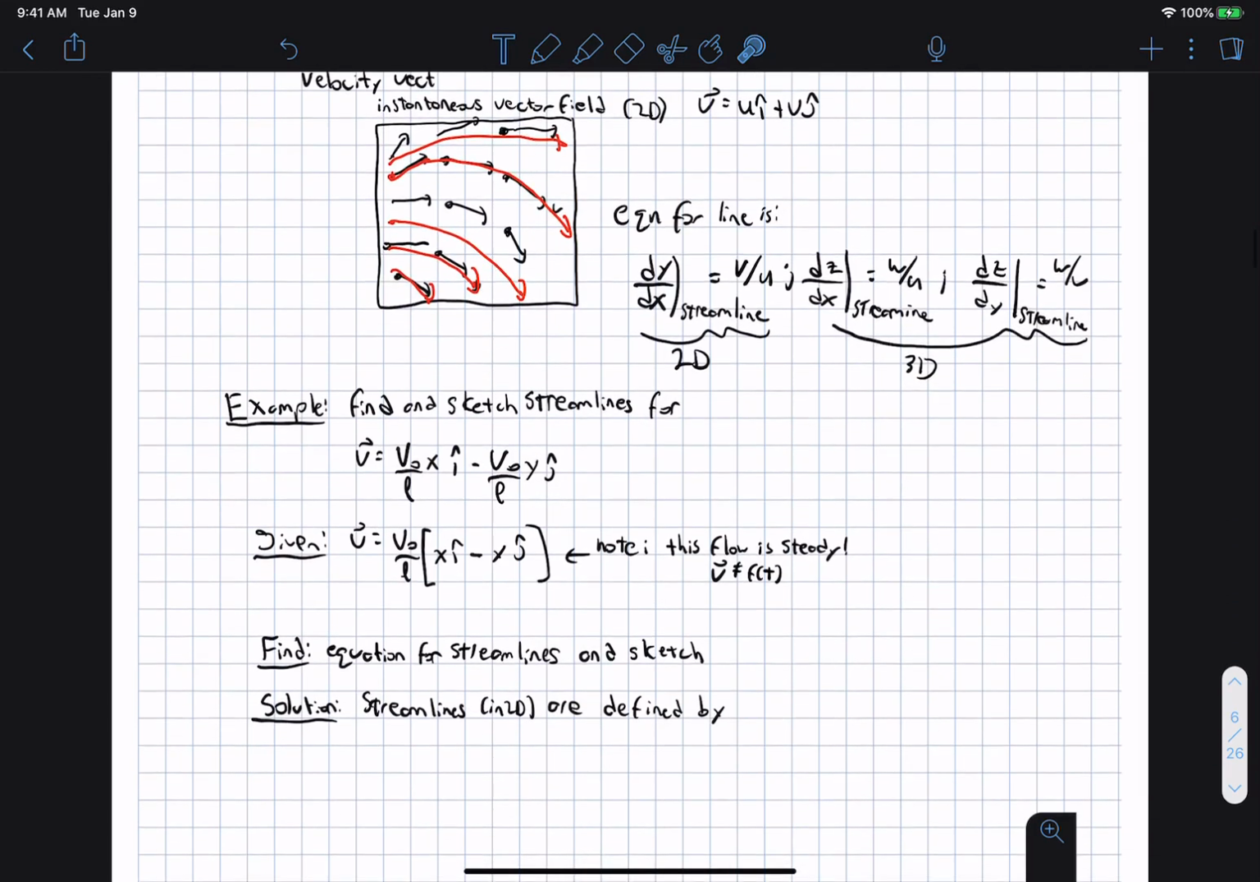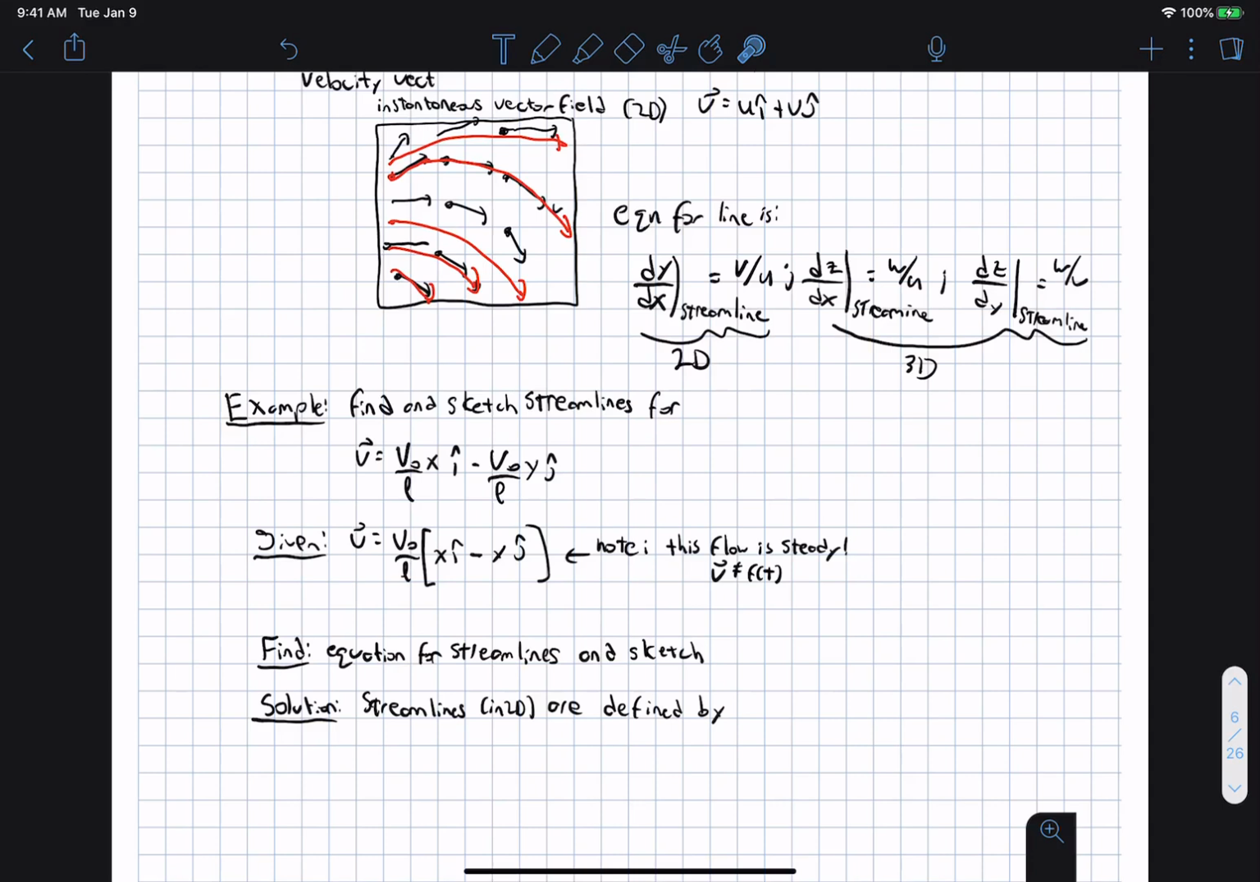We're given a nice mathematical function, so we are given the velocity vector. Notice that this flow is steady, and we know it's steady because none of the velocity components are a function of time. They are only a function of space, basically where we are in this box. We want to find the equations for the streamlines and sketch them.